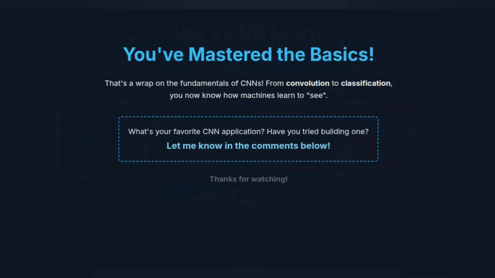Let's recap what we've learned today. CNNs are specialized neural networks that excel at image processing. They use convolution to detect features, pooling to summarize information, and fully connected layers to make decisions. They're trained through backpropagation and are powering incredible applications across industries. The future of CNNs is exciting. We're seeing advances in efficiency, interpretability, and new applications we haven't even imagined yet.